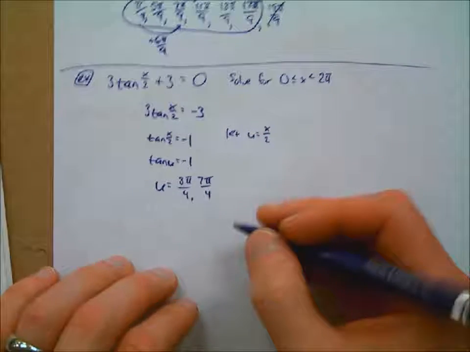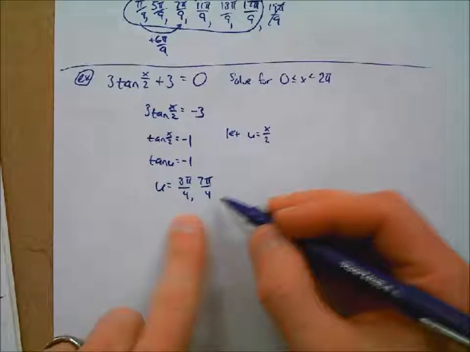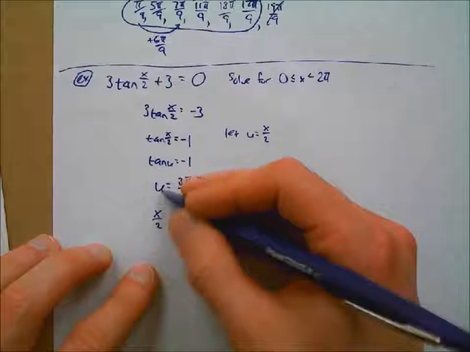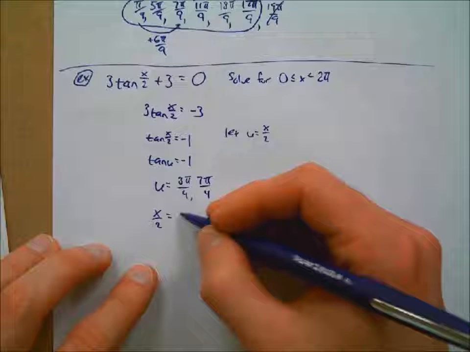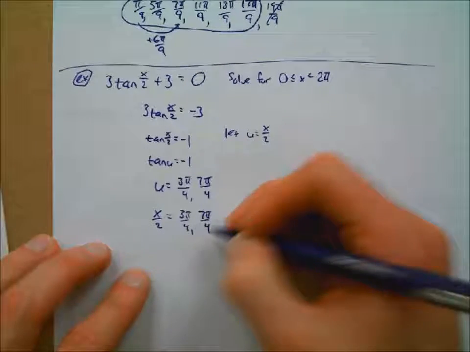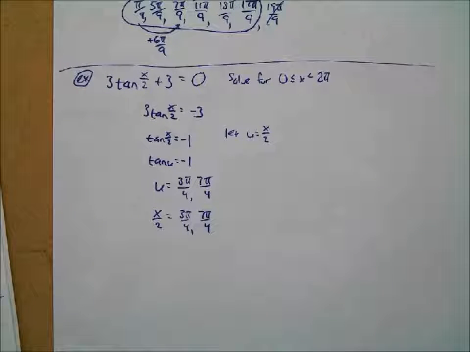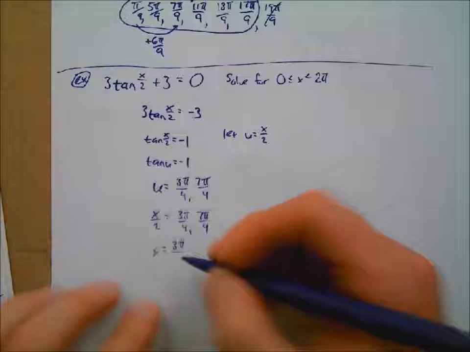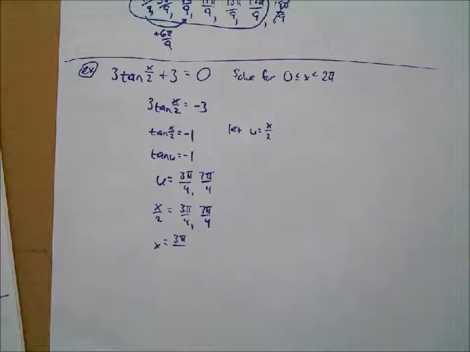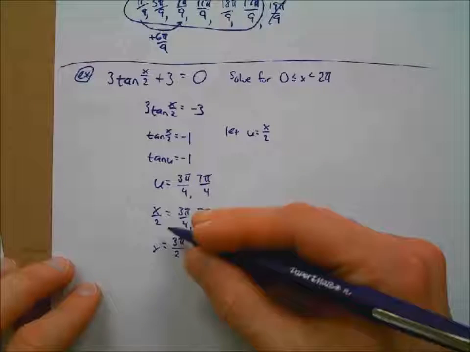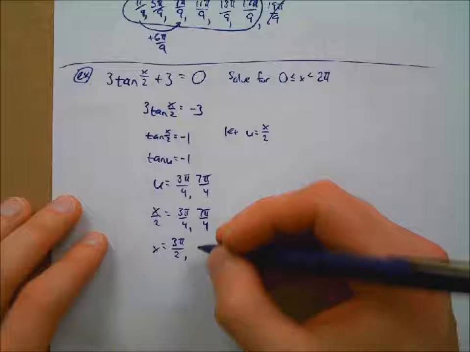Okay, but of course we're not interested in solving for u here, right? We want to solve for x. So resubstitute x over 2 for u. Okay, and then what should we do to both sides here? Multiply both sides by 2. And so we get x equals 3 pi over 4 times 2, 6 pi over 4, which simplifies to 3 pi over 2, and 7 pi over 4 times 2, 14 pi over 4, which simplifies to 7 pi over 2.